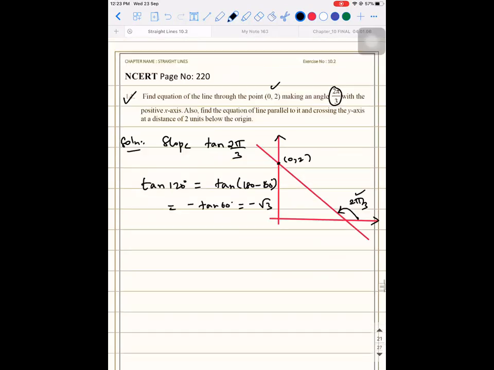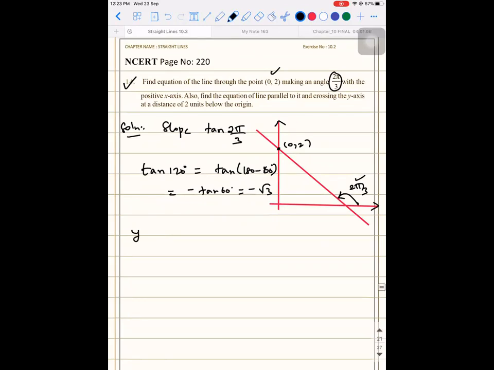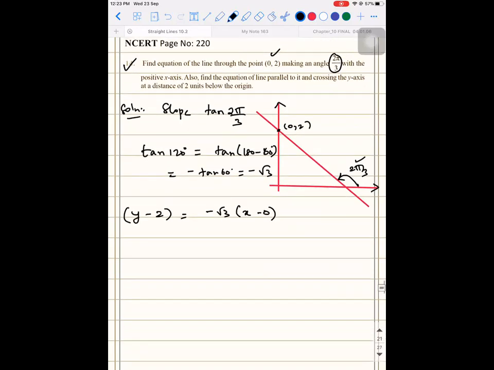root 3. Then what will be the equation, guys? Y minus y1, the point is given, slope is known, is equal to m into x minus x1. So y minus 2 will be equal to minus root 3x, which implies root 3x plus y is equal to 2.